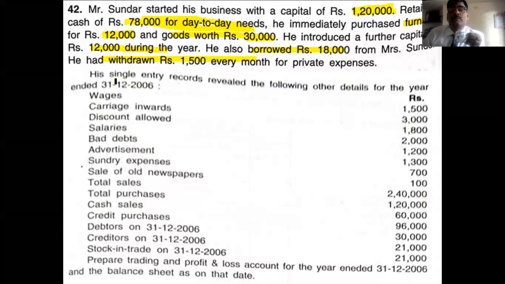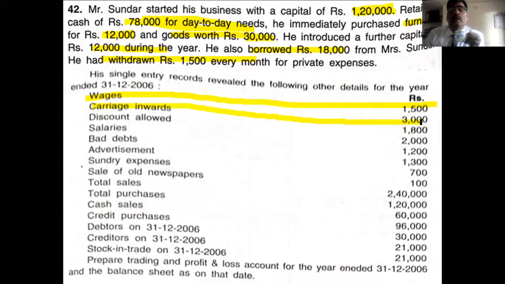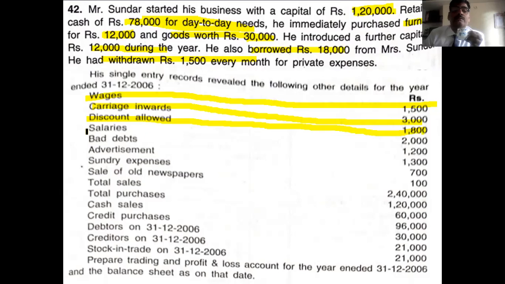Then the transactions made during the year 2006 are given below. First is wages. You take in the cash book payment side, then trading account. Carriage inward, cash book payment side, then trading account. Discount allowed is a non-cash item. You take this in the debtors account, debtors account credit side, then take in the P&L account.